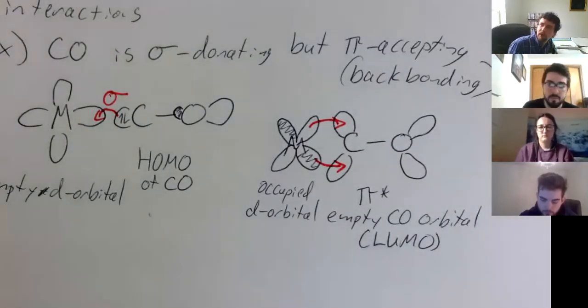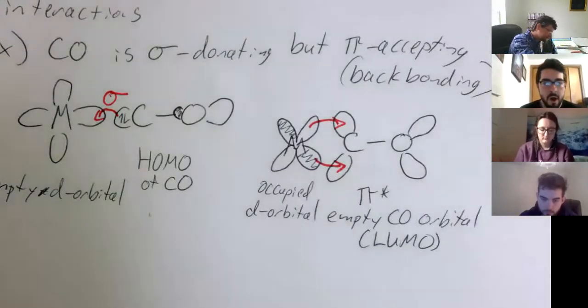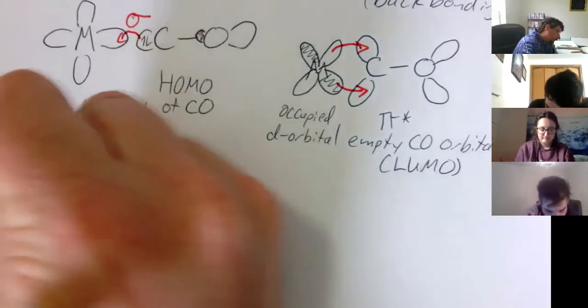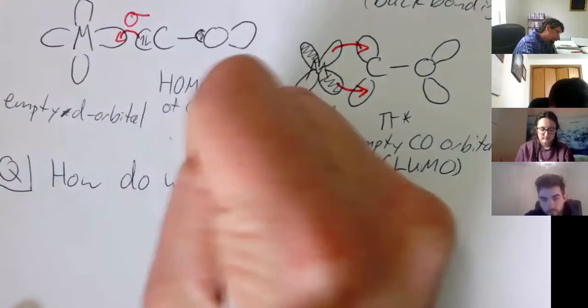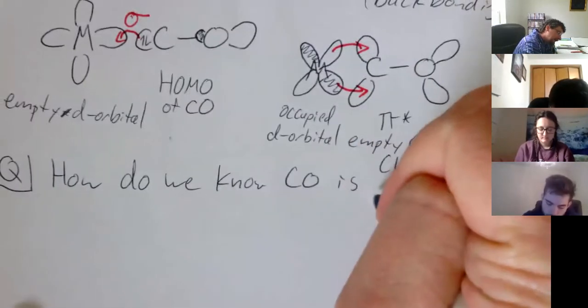Okay, so how do we actually know this? We can measure this experimentally. So, question, how do we know CO is a pi acceptor?